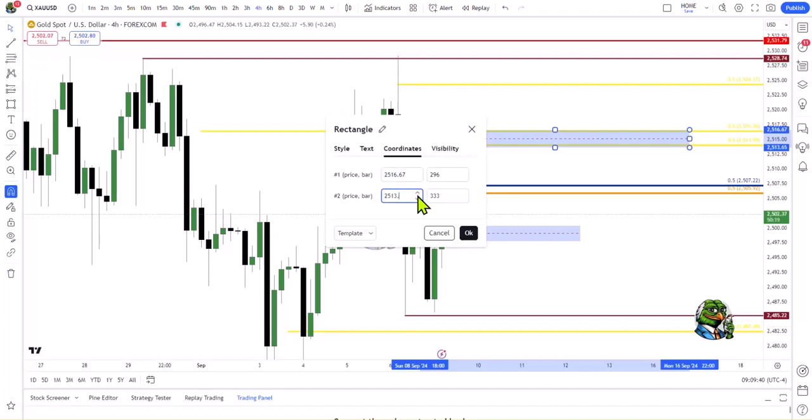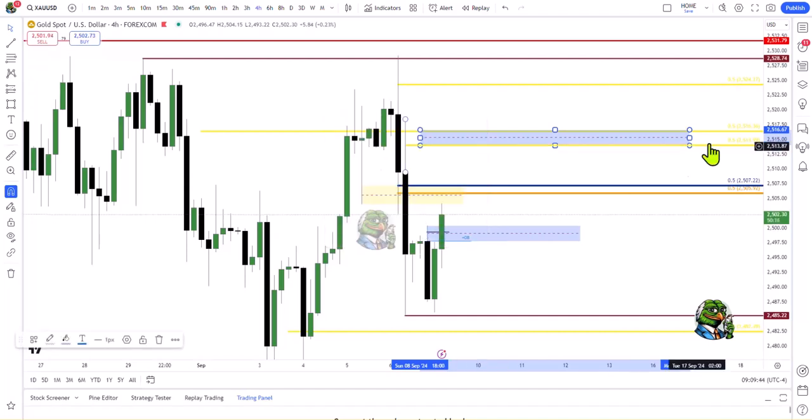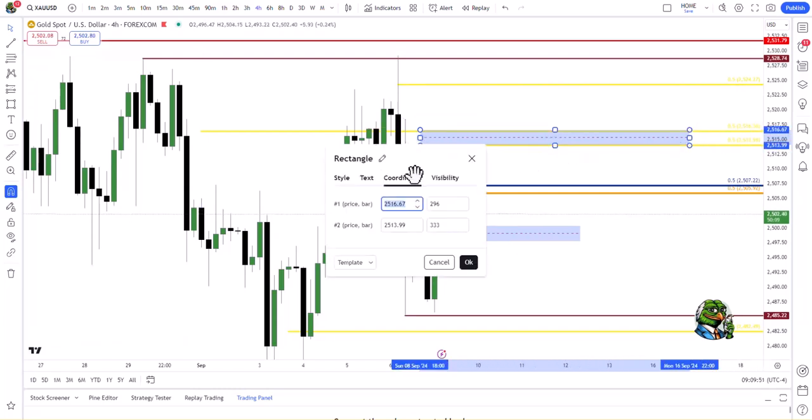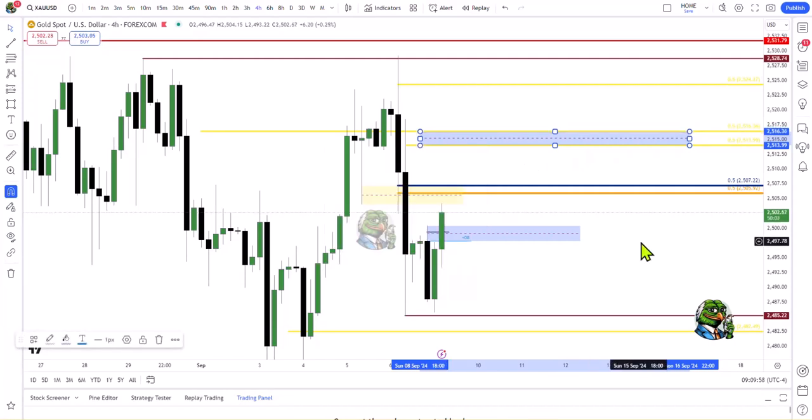And the high is 2516.36. So anywhere inside that range is where I'm going to be looking at taking profit on this trade.